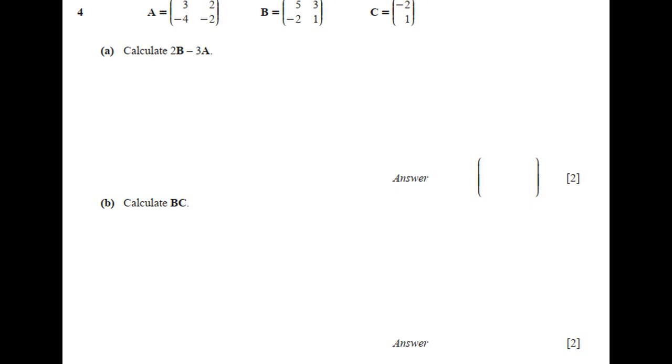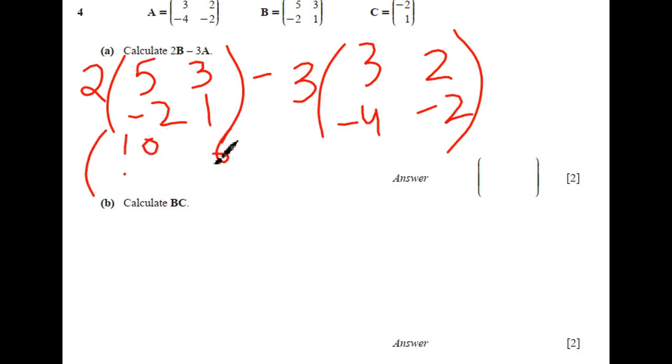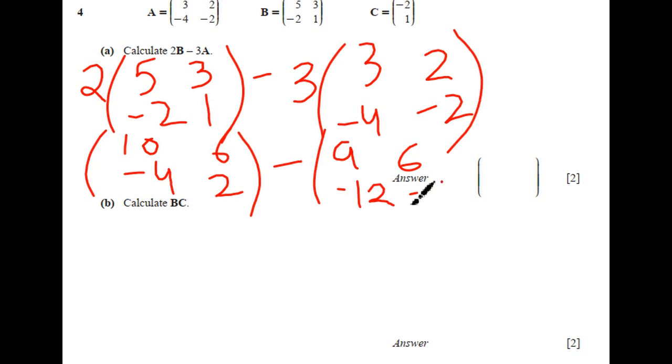All right, this is question number 4. 2 times 5, 3 minus 2, 1 minus 3 times 3, 2 minus 4 minus 2. So multiply this number with the matrix, we get 10, 6, minus 4, 2. Keep the minus sign outside, multiply only the number 3 with the numbers inside, 9, 6, minus 12 and minus 6.